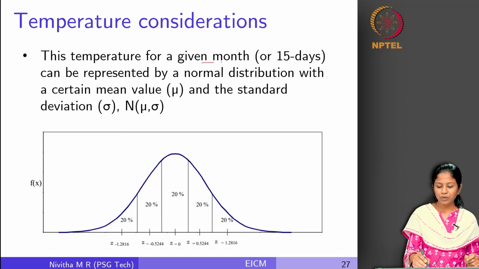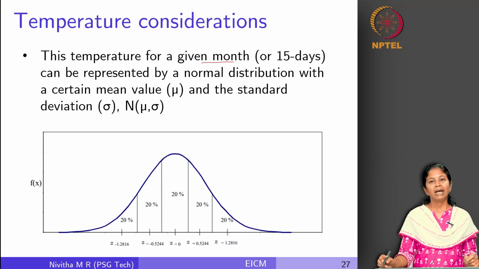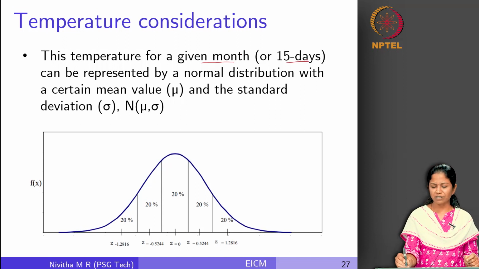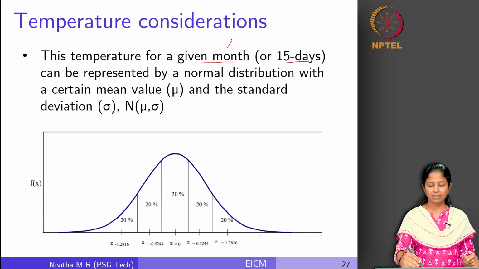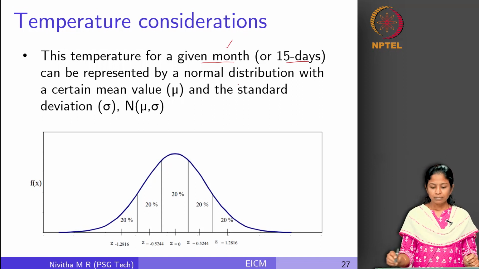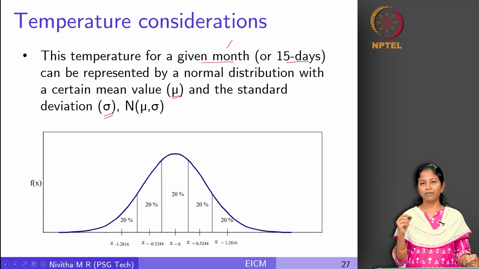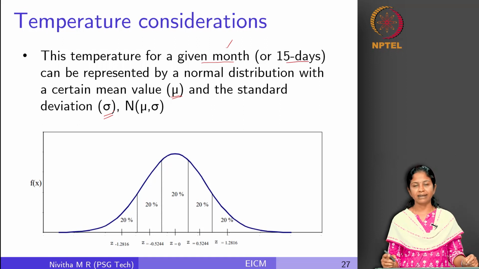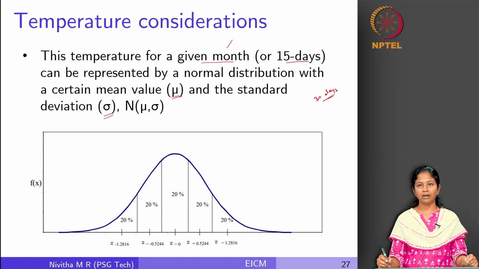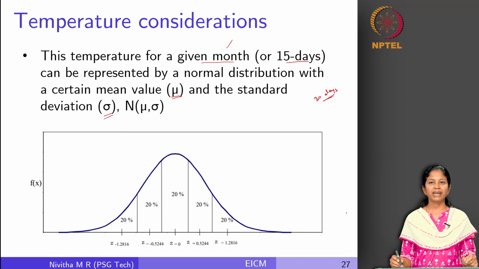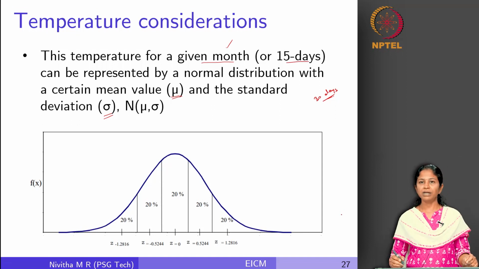This temperature, which is calculated for a given month, in some cases could be calculated for 15 days also. For the sake of discussion, let us stick to this monthly variation. It can be represented by a normal distribution with a given mean value and standard deviation. For every 6 minutes we will be collecting the data. So, let us say that we are able to collect data for 30 days in a month. This entire temperature information is drawn in the form of a temperature distribution, and for most of the cases it has been observed to follow a normal distribution.